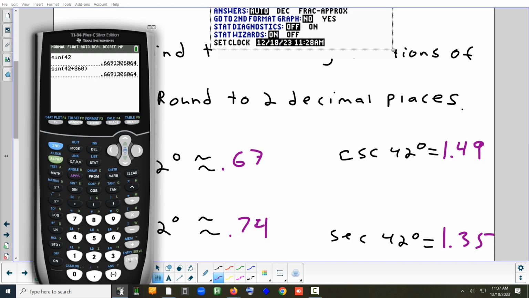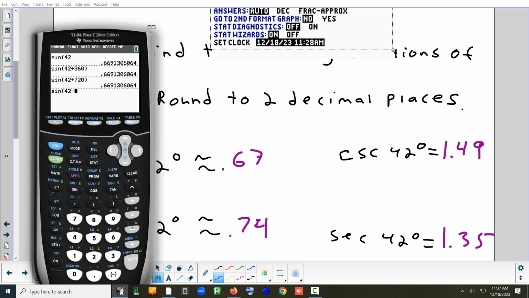Basically in the same spot. It's in the same spot on the circle. You're just going around an extra time. But this doesn't care about how many times you go around. It cares about where the point is on the circle. So what do you think I would get if I did sine of 42 plus 720? It would just be sine of 42 because the 720 doesn't matter.